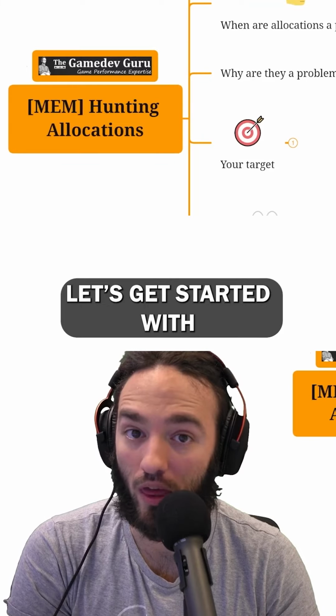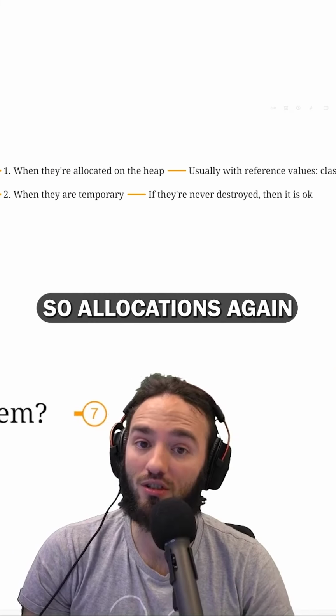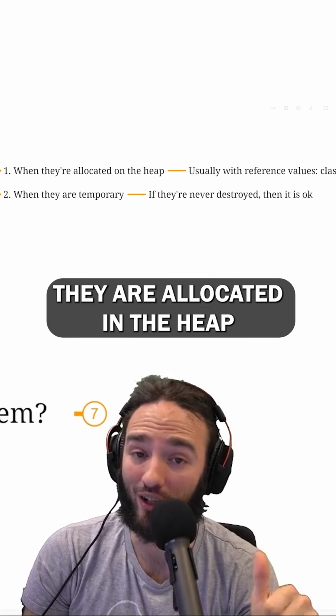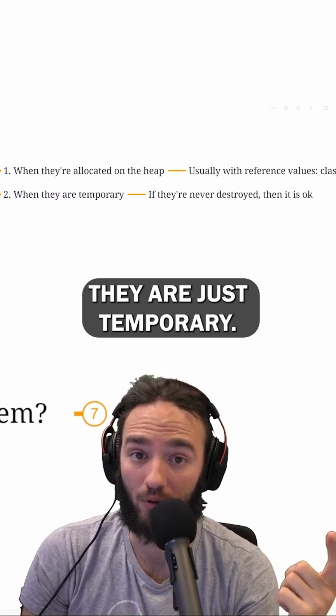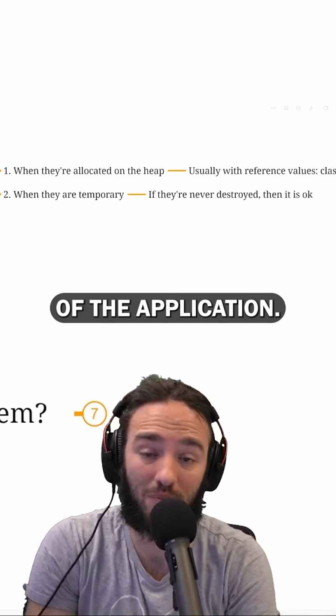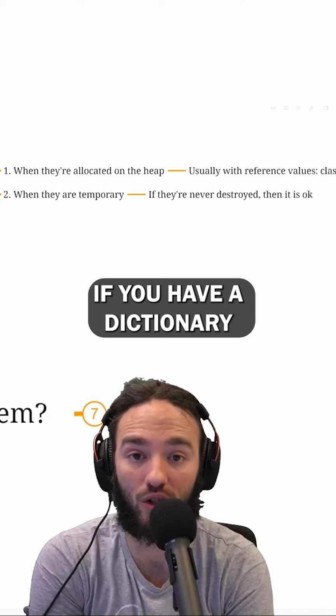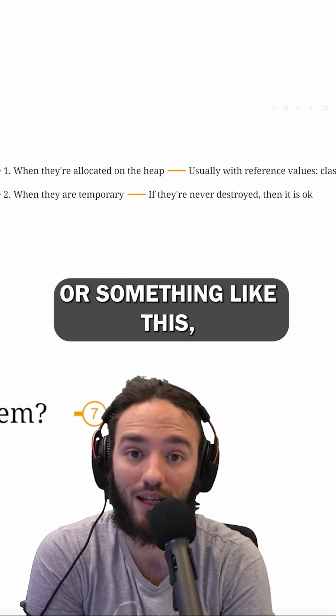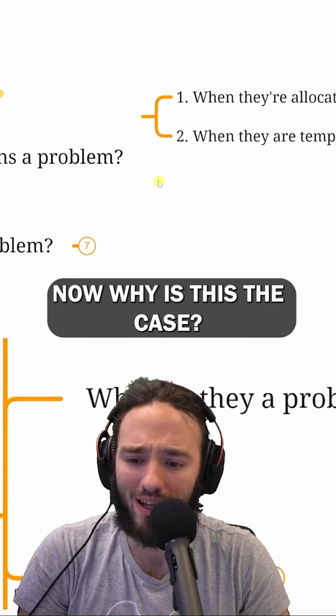Let's get started with memory allocation. So allocations, again, are only a problem if they are allocated in the heap, and second, they are just temporary. If you allocate something on the heap and you want to keep using that for the rest of the application, for example, if you have a dictionary or a pool or something like this, then that is fine. Now, why is this the case?